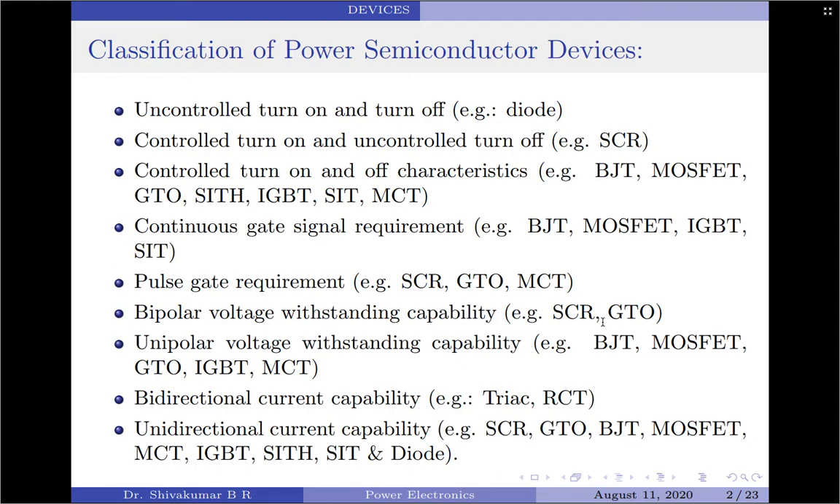Next, we have the continuous gate signal requirement category.